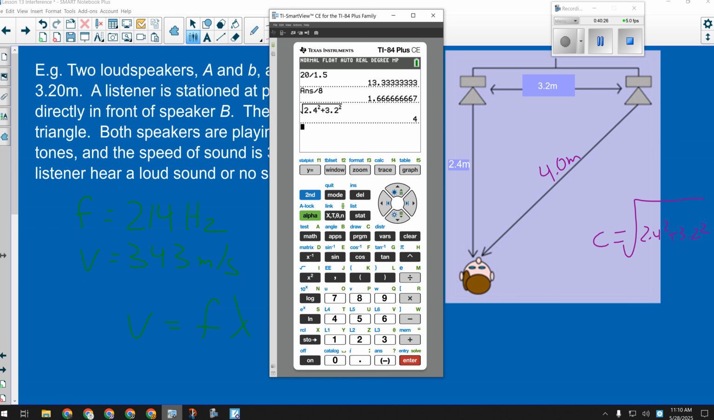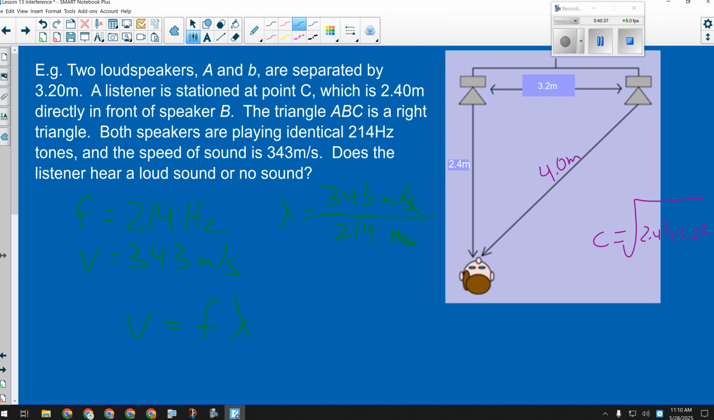All right, so 343 divided by 214. Each wave is 1.602. We'll keep all those numbers in the calculator. I'm just going to write for right now 1.60 meters. Okay, so now I know the wavelength. But once again, what determines whether this person hears a loud sound or a quiet sound is the number of wavelengths traveled from each speaker to them.